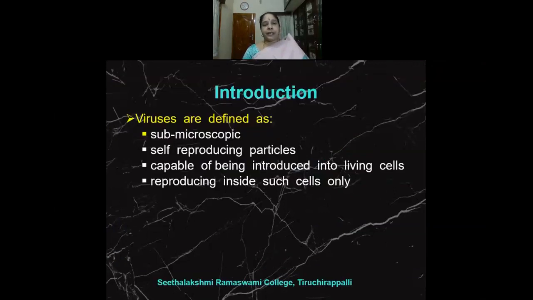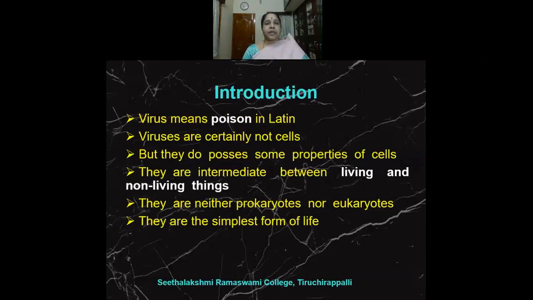Viruses are defined as submicroscopic, self-reproducing particles. They are capable of being introduced into the living cells, and reproduction can take place only inside such cells. So these submicroscopic particles are now threatening mankind in the form of COVID-19, which has established itself as a pandemic. Virus means poison in Latin.